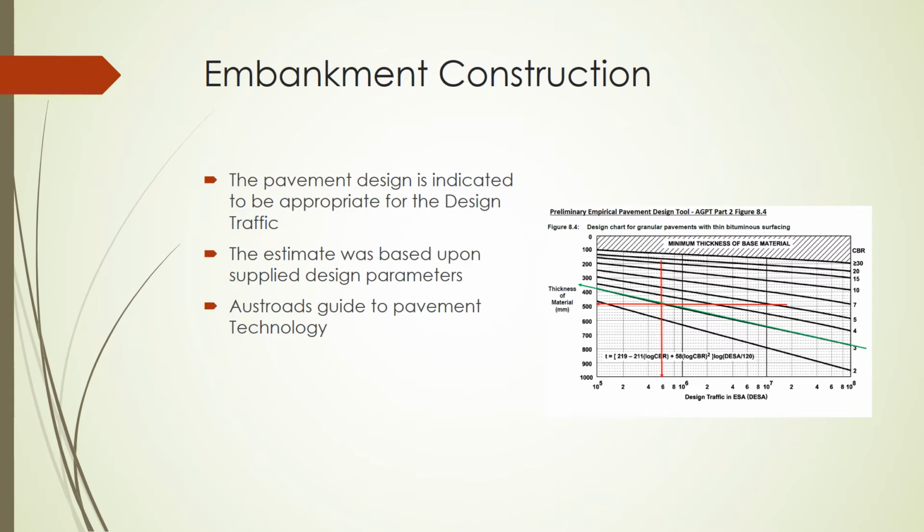Now, more empirical estimation. This one here we're using to assess the embankment construction, and this figure is from the Australian Guide to Pavement Technology Part 2. It really shows it's built on a vast array of knowledge in Australia and New Zealand, and it's a really good way of saying how much cover for your traffic you need to ensure that your road should perform well. And the information that we have, based upon the existing road and what was supplied, shows that this project should be successful.